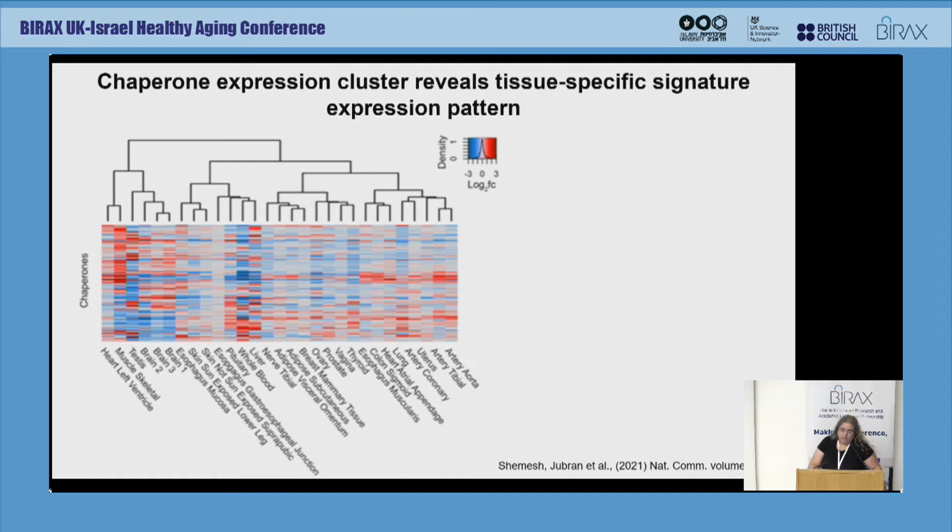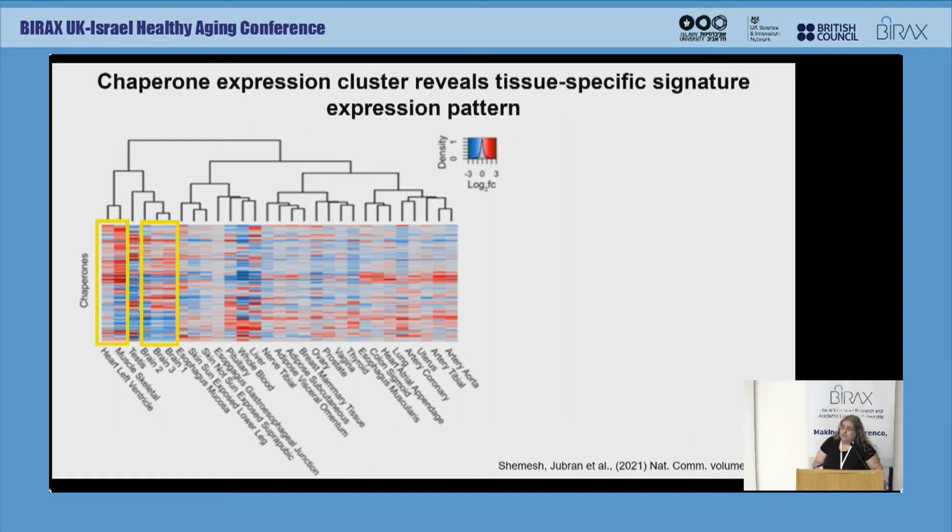And what we did with this data set, among other things, is we did a cluster analysis to look at whether or not the expression profile of chaperone is organized in some manner. And what we found is that, indeed, similar tissues actually show similar expression patterns which cluster together. So muscle and heart muscle seem to show specific chaperones that are going up and specific chaperones that are going down that are different from what you would see in different brain areas or skin and so on.